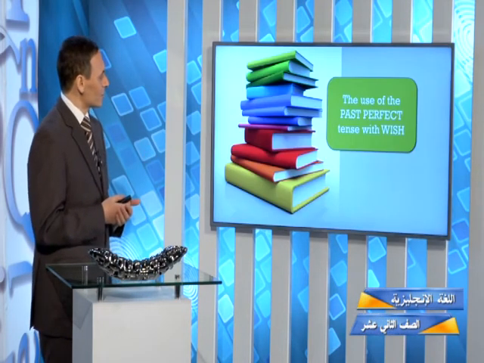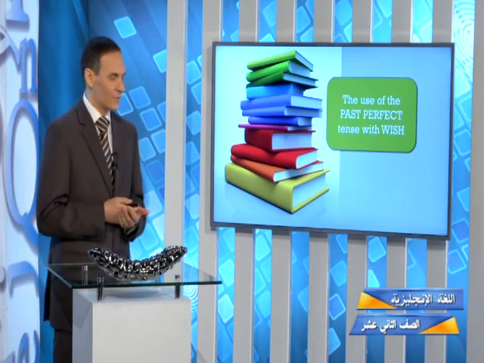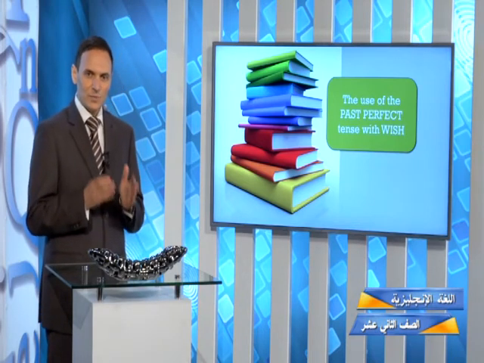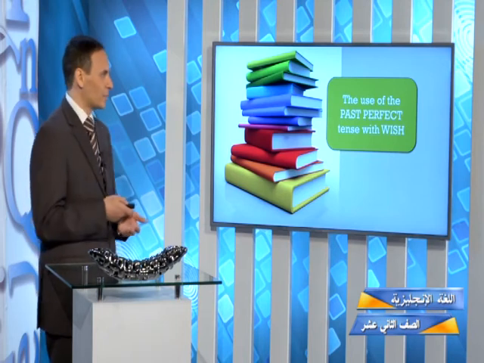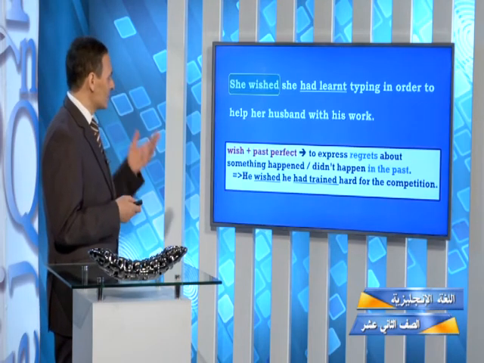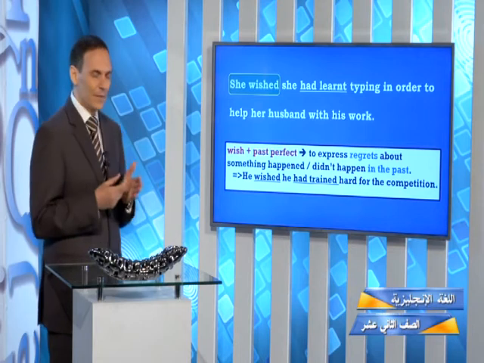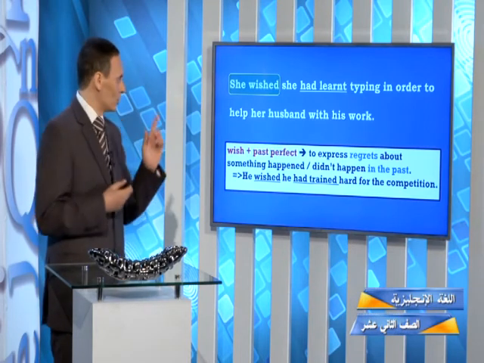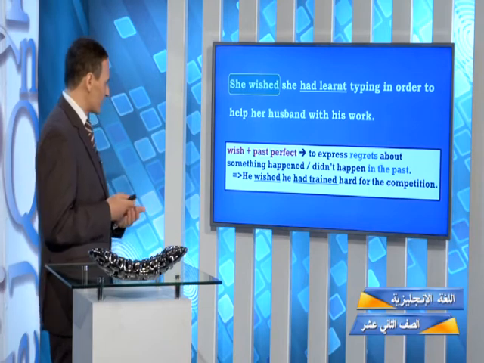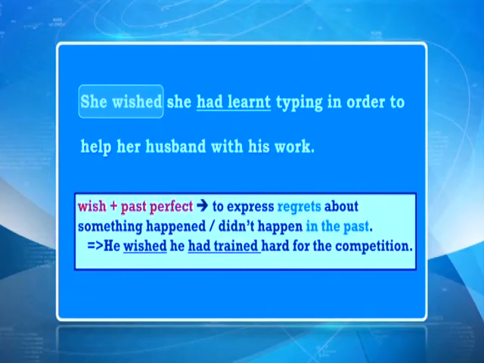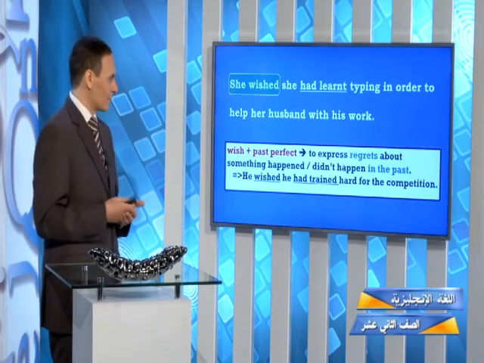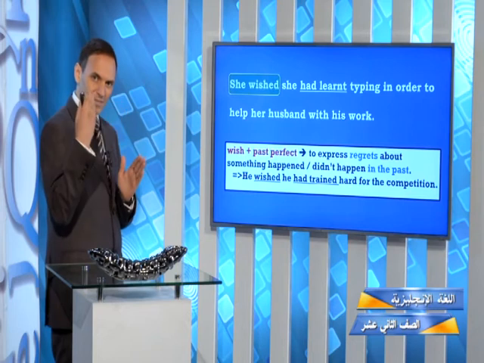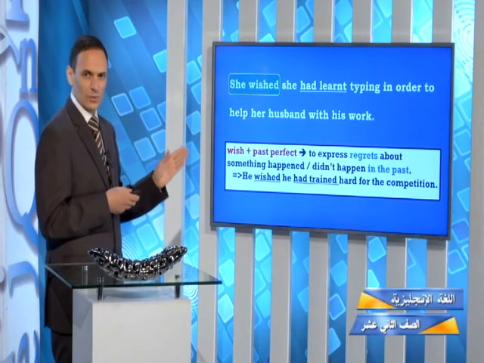So now let's learn the use of the past perfect tense with wish. Sometimes you need to use the past perfect tense when you express a regret in the past. To express regrets about something that happened or didn't happen in the past, you use wish followed by the past perfect. For example, we say, he wished he had trained hard for the competition. It means that he didn't practice well, he didn't prepare himself well for the competition, and he lost the contest. He wished, something in the past, he wished he had trained. We use the past perfect.